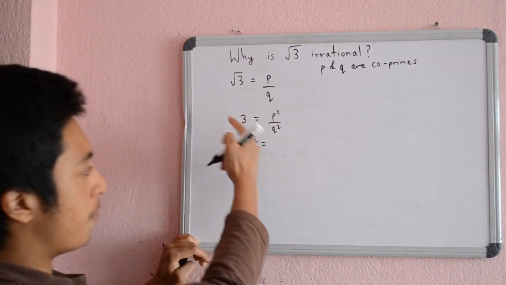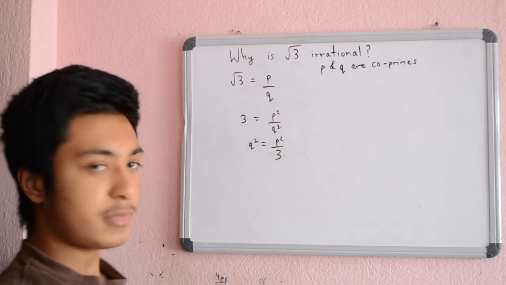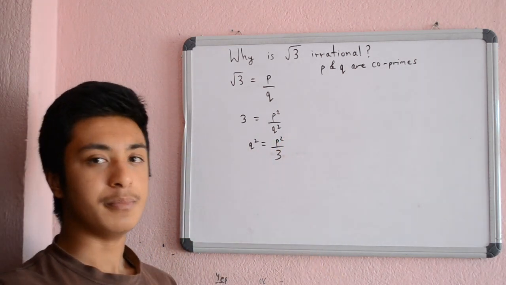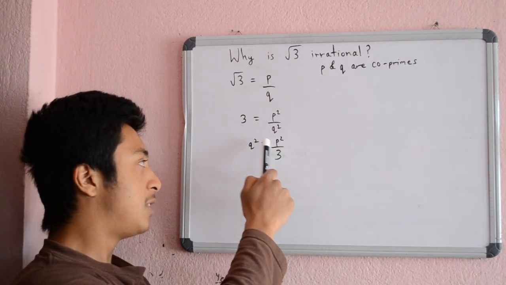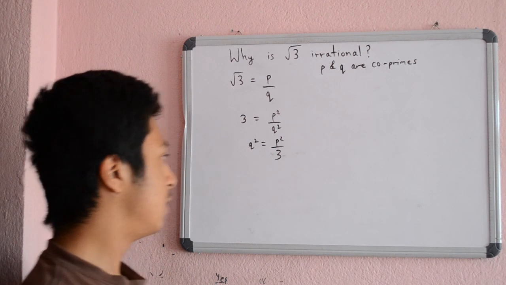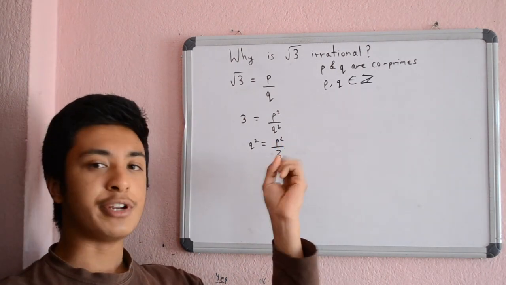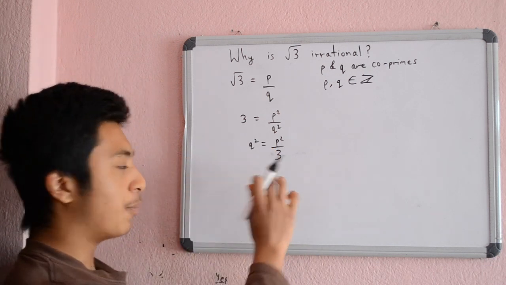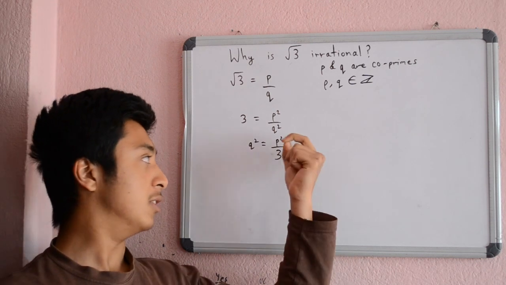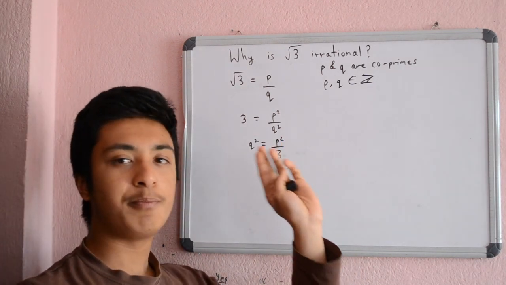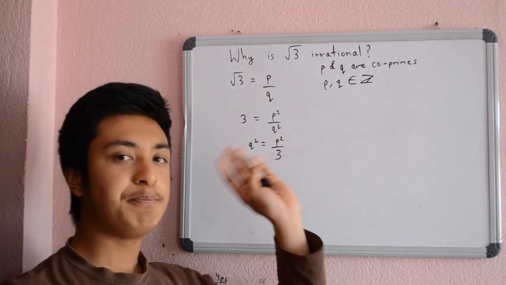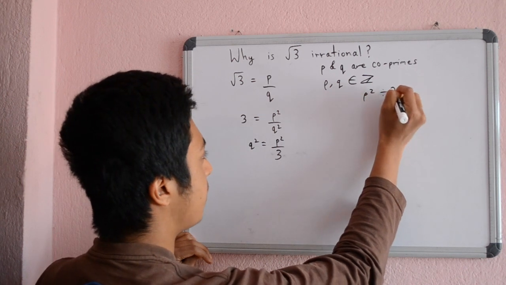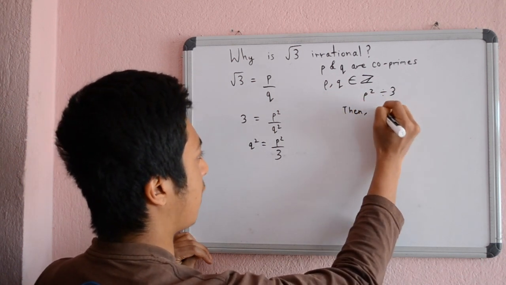Now I'm going to move the q squared up there and the 3 down there, because on the right-hand side we'll have p squared by 3. Since p and q are both integers, that means p squared divided by 3 perfectly gives q squared. And here 3 is a prime number, which is an important fact, because if p squared is perfectly divisible by 3, that also means p is divisible by 3. If p squared is divisible by 3, then p is also divisible by 3.